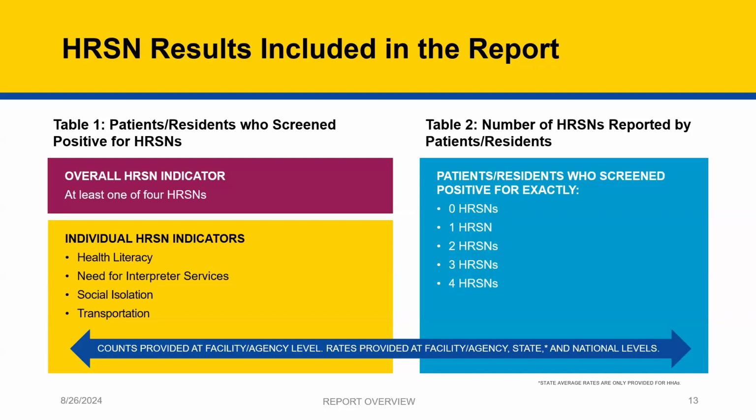Both state and national average rates are included to give a sense of how your patient or resident HRSNs compared to those of patients or residents in your state and nationally. They are all weighted by facility or agency size. Next, we will explain how each of your facility or agency's results is calculated.